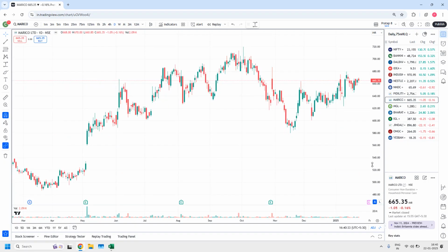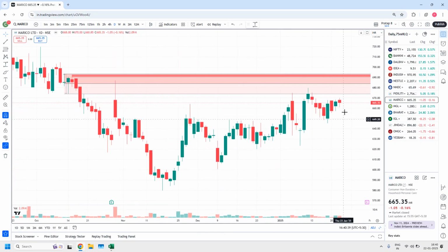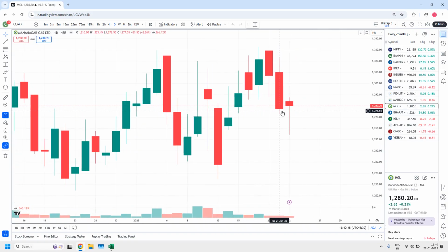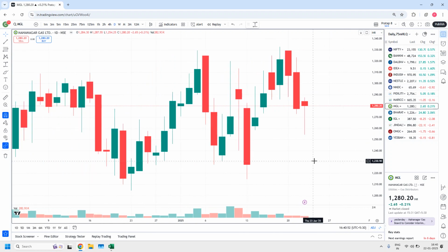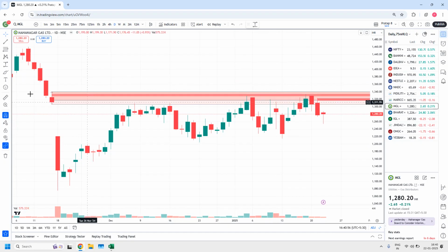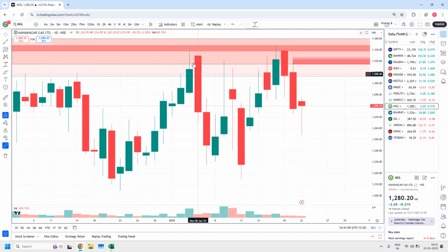And next one is Marico. This is a supply zone, daily supply zone. See today's candle, daily candle. Prices did not enter into the fine tuned area. And the last one is MGL. MGL is also drop base drop. Here we have a high liquidity zone. This is the high liquidity zone.